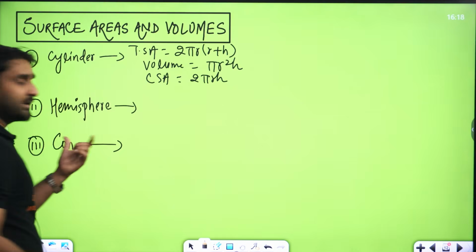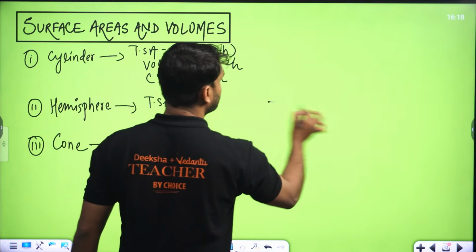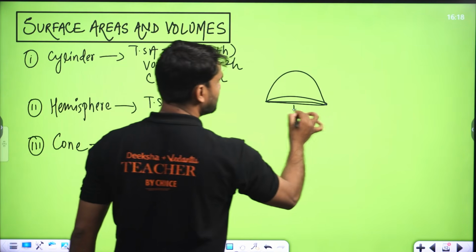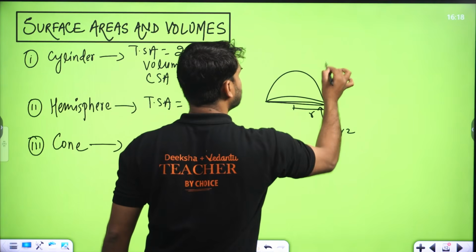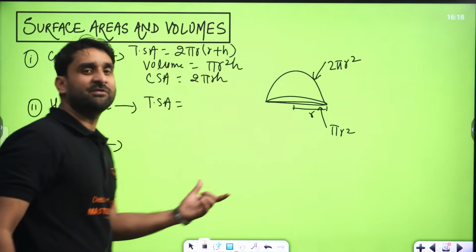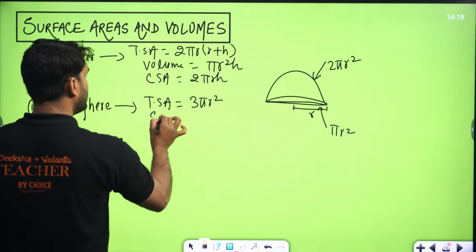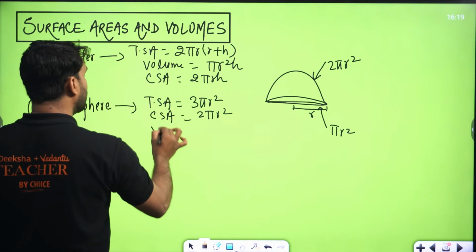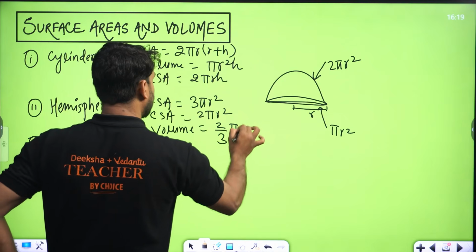If I talk about the hemisphere, in the hemisphere, total surface area, let me show you the hemisphere. So the hemisphere is like this. This is a hemisphere. So there is a circular base. The circular base has area pi r square, and the curved surface area is basically 2 pi r square. So the total surface area will become 2 pi r square plus pi r square, which is 3 pi r square. The curved surface area will be 2 pi r square, right? And the volume, this is half of a sphere, so this is 2 by 3 pi r cube.